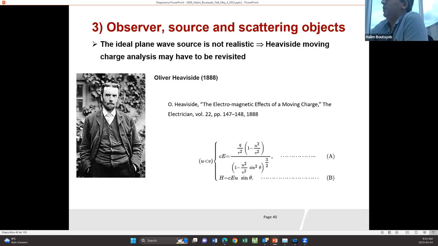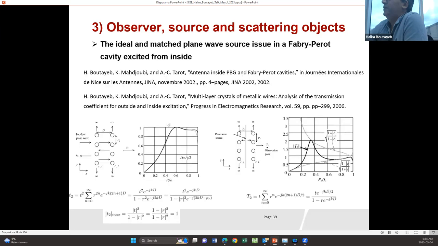In this work, we have seen that the ideal plane wave source will show increasing field. And Heaviside, in his paper in 1888, is analyzing a moving charge. At that time, during my PhD, when I read that his electric field was increasing with the speed, I thought that maybe there is a relation with what I was doing here. And only later on did we find that yes, a moving matched plane wave source doesn't have an amplification of the intensity of the field.